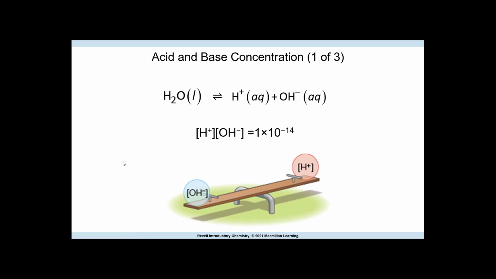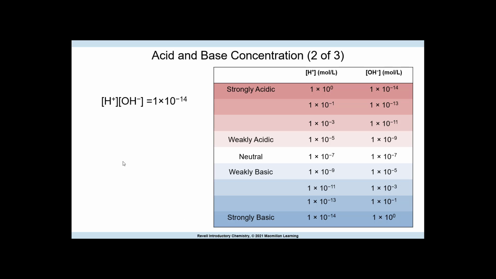Okay, so let's look again. Acid and base both are equal when they're balanced at 1 times 10 to the negative 14, but if we change one, then one of the amounts has to go up or down based on what we did to the first one.